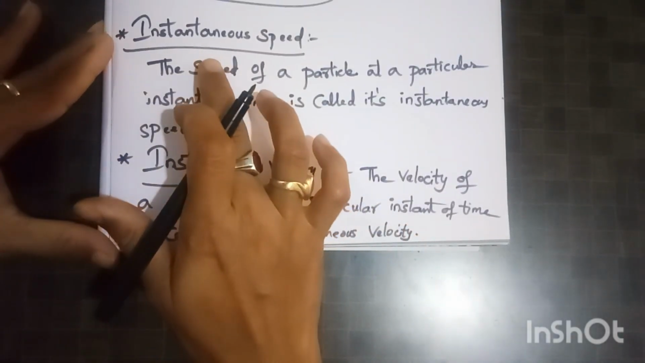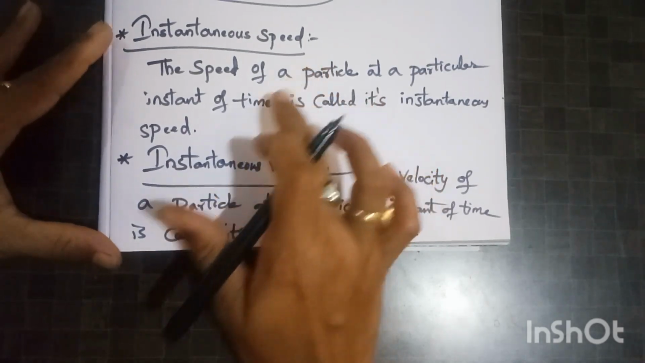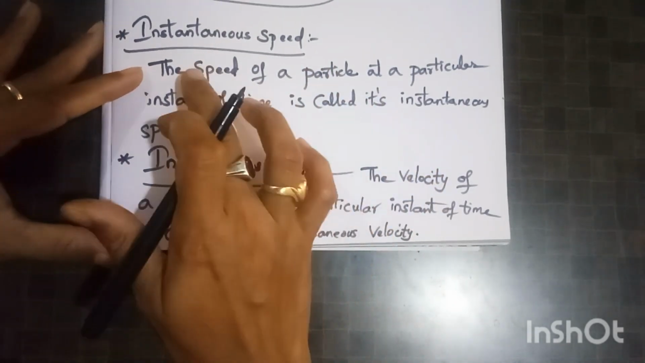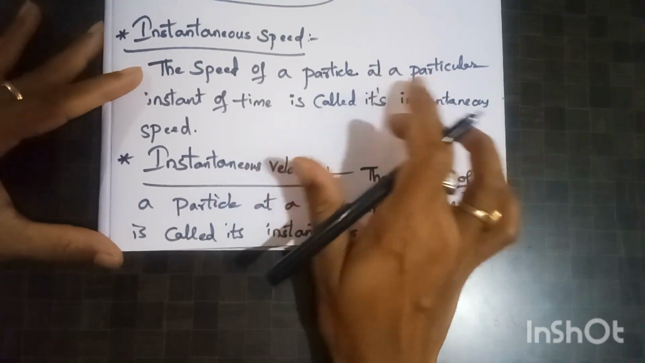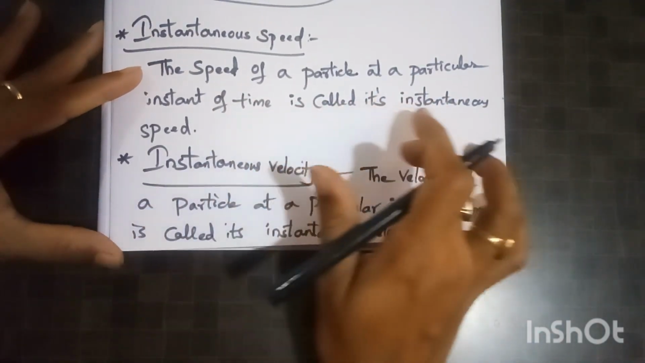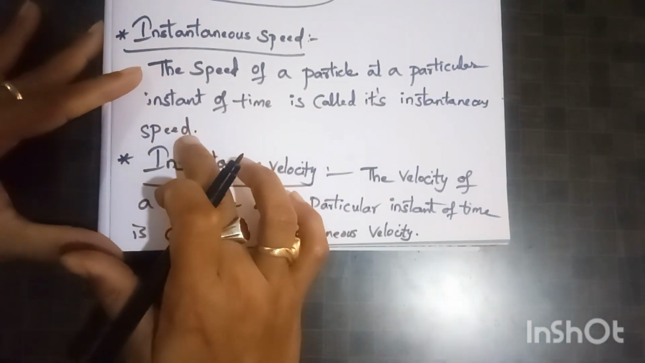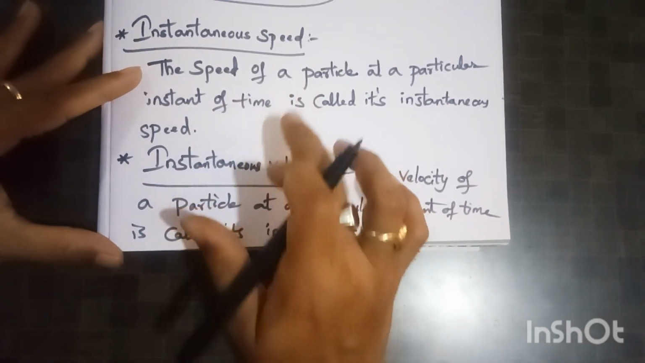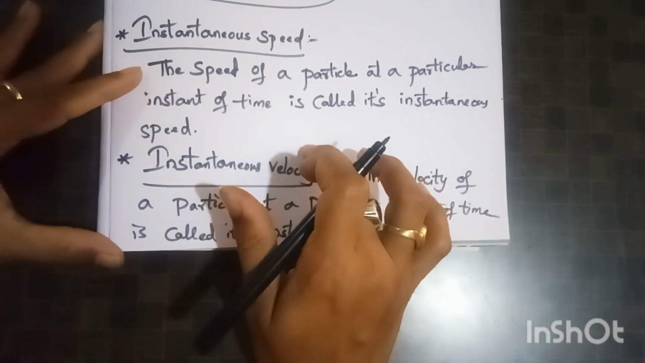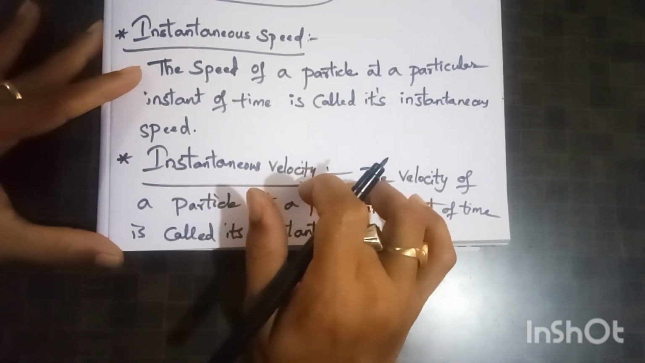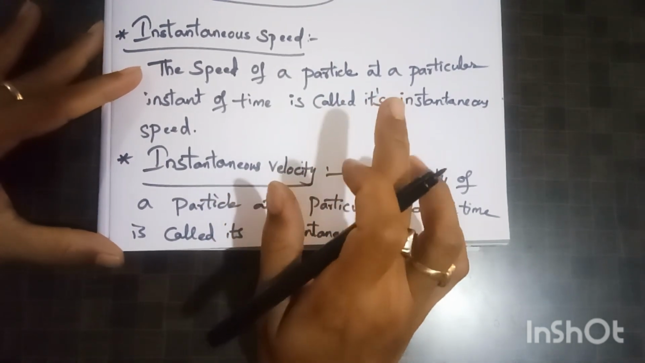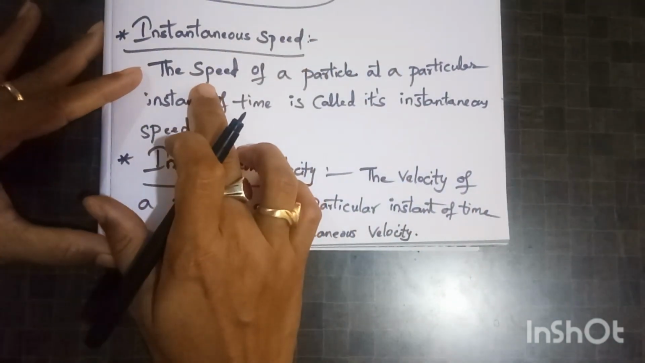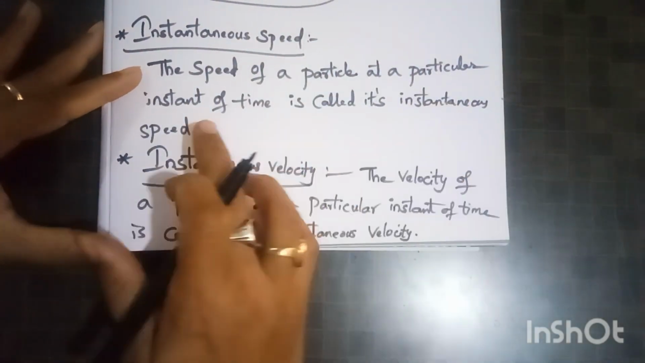Our next topic is instantaneous speed. What is meant by instantaneous speed? The speed of a particle at a particular instant of time is called its instantaneous speed. Suppose a car is moving and you need to calculate the speed at a particular time when you are traveling. If you calculate that speed at a particular time, then we call it instantaneous speed.